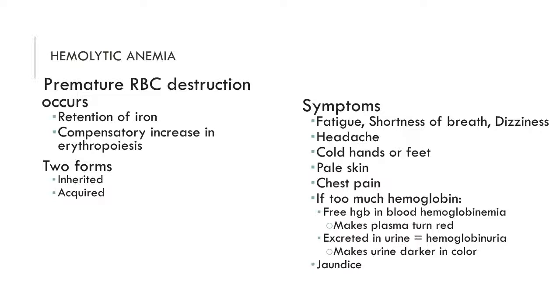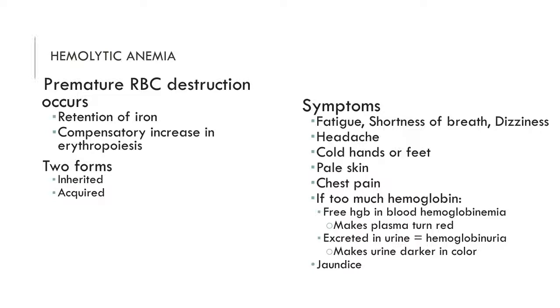If it's an acquired form, the body makes normal red blood cells, but the disease or condition or other factors destroy the cells. Some examples of the conditions that can destroy red blood cells include immune disorders, infections, reactions to medications or blood transfusions, and hypersplenism, or an enlarged spleen.